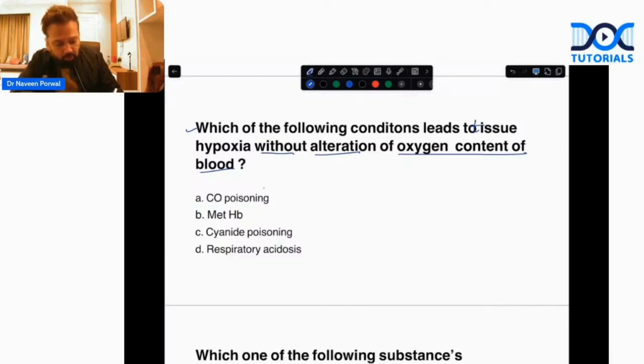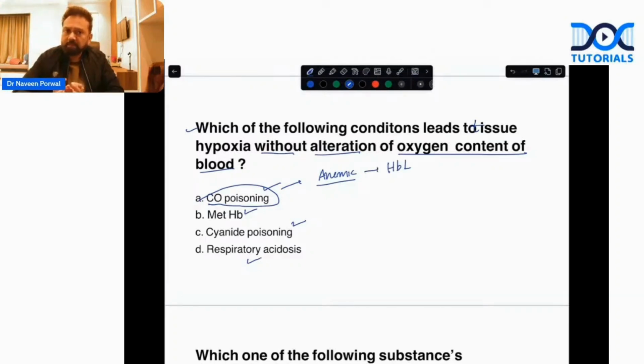So carbon monoxide poisoning, methemoglobin, cyanide poisoning, or respiratory acidosis. We have seen that plenty of MCQs are based on hypoxia and they have almost the same concept. For example, carbon monoxide poisoning or anemic hypoxia. Anemic hypoxia can be due to anemia, when hemoglobin is less, so transport of oxygen will be less.